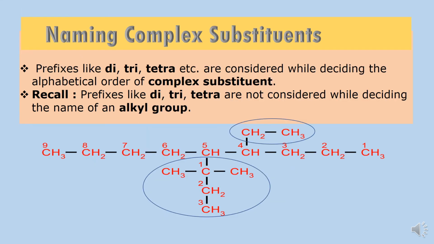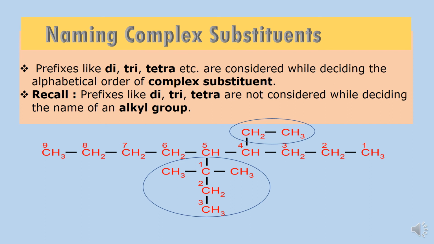Next is, while considering a complex substituent, when we have to use alphabetical order, if a complex substituent is present in the compound, and you know that complex substituents will have some prefixes like di, tri also in the name itself. So that di, tri, tetra, which are part of the name of that complex substituent, are to be considered while deciding the alphabetical order.